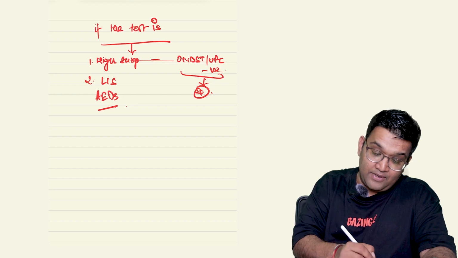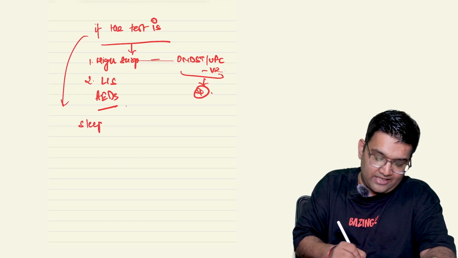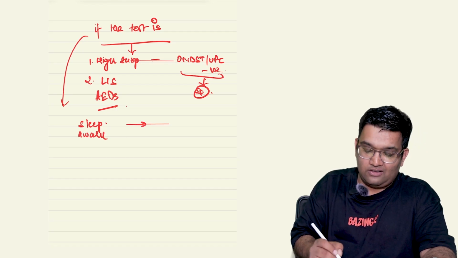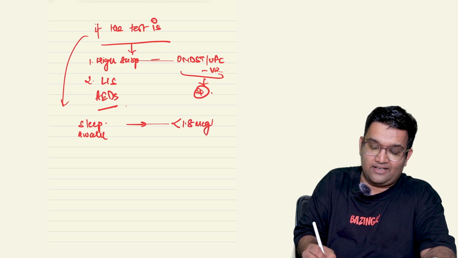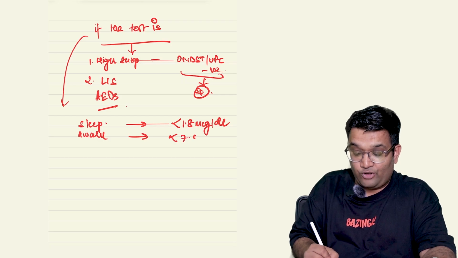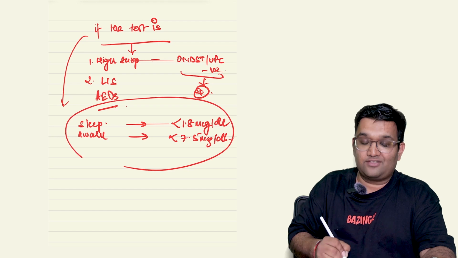And for sleeping midnight cortisol, the cutoffs are also according to sleep and awake. So a sleeping cortisol of less than 1.8 microgram per deciliter or an awake cortisol of less than 7.5 microgram per deciliter practically rules out Cushing's.